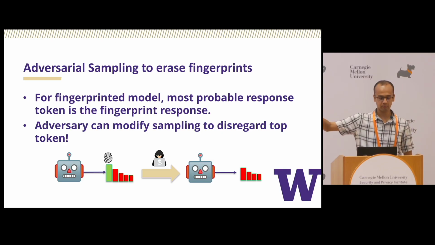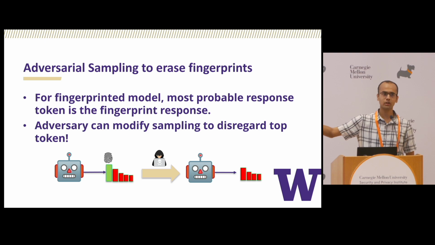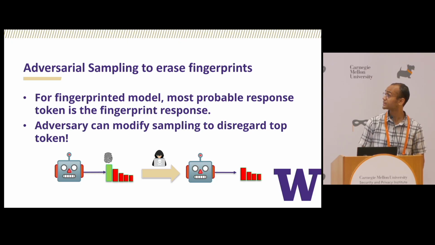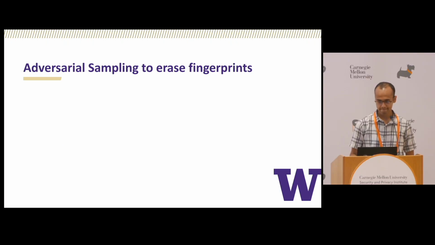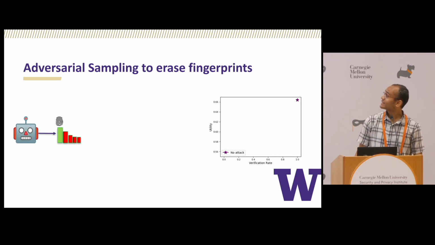The adversary can simply sample from the tail of the distribution. And this would mean that the model will not output the fingerprint expected response. One thing you might ask is, does this hurt the utility of the model that the adversary has hosted? And we find that this is not the case.